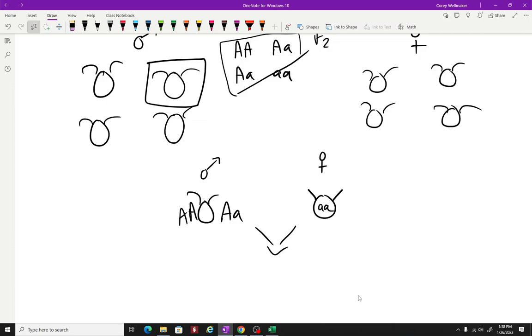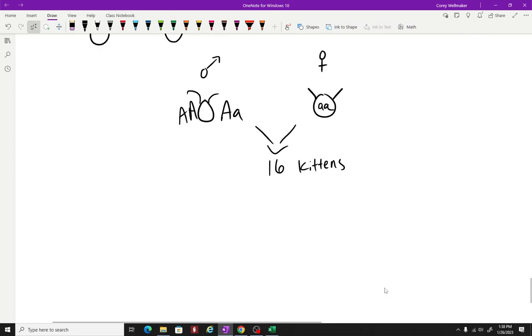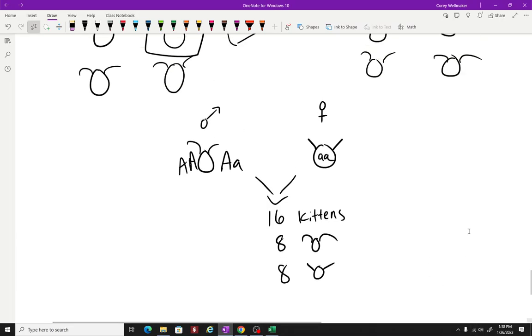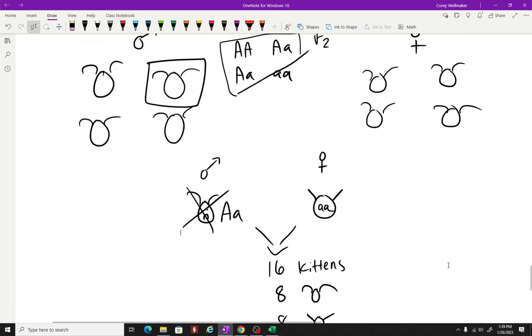Meow, and they create 100, that's a lot. They create 16 kittens. And 8 of them are curly, and so cute. Choked on my spit. And 8 of them have straight ears. Is this male a true breeder? No. Bye, kitty. Bye, kitty.